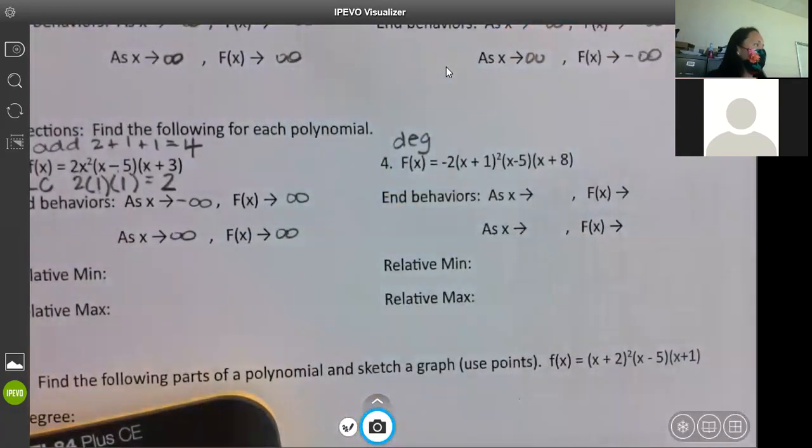I'm going to talk about relative min and max in a minute. I'm not even sure. I'm going to look because I don't think that is on the test at all. I think I told her to take it off because you guys should know how to find a max and a min. Okay. All right.